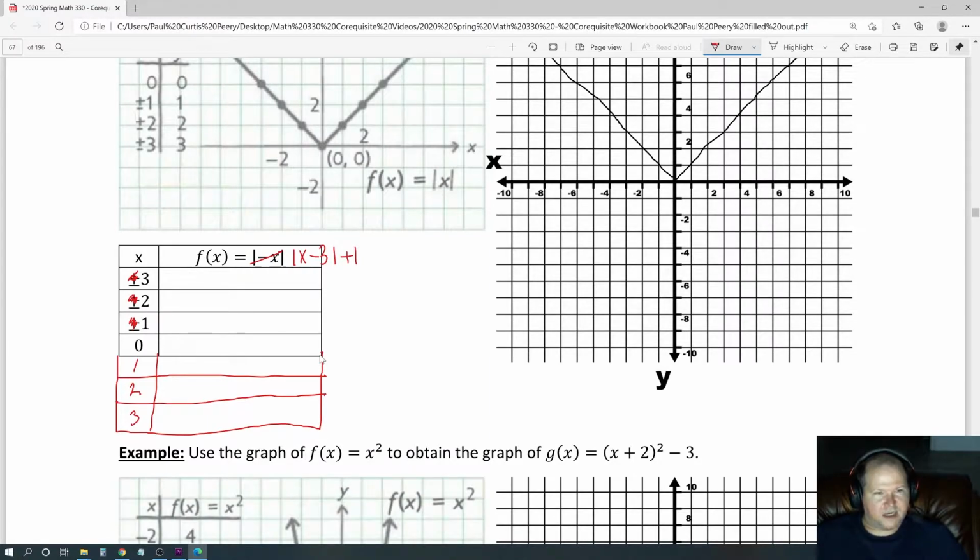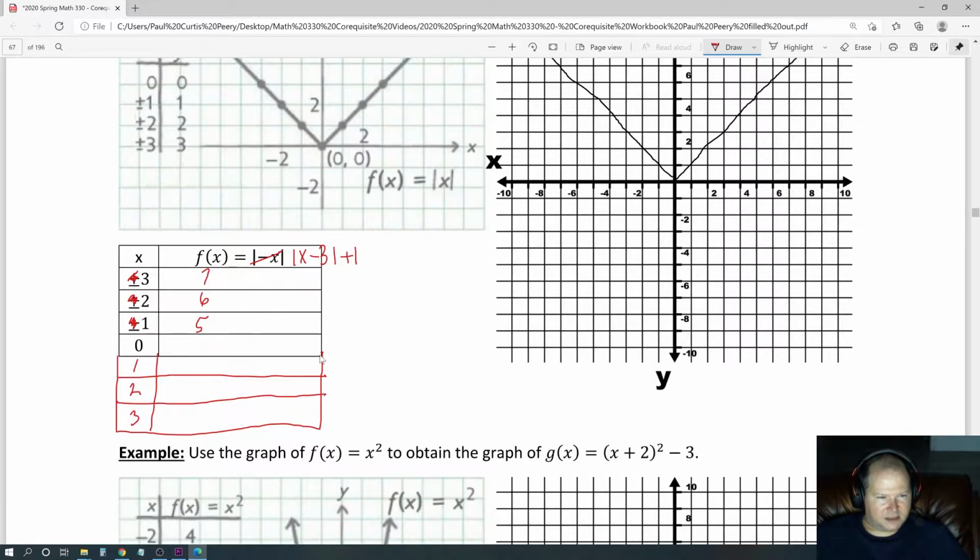All right, so if I do negative 3 minus 3, that is negative 6. Absolute value of negative 6 is positive 6. 6 plus 1 is 7. Negative 2 minus 3 is negative 5. Absolute value of negative 5 is positive 5. Positive 5 plus 1 is 6. Negative 1 minus 3 is negative 4. Absolute value of negative 4 is positive 4. Positive 4 plus 1 is 5.